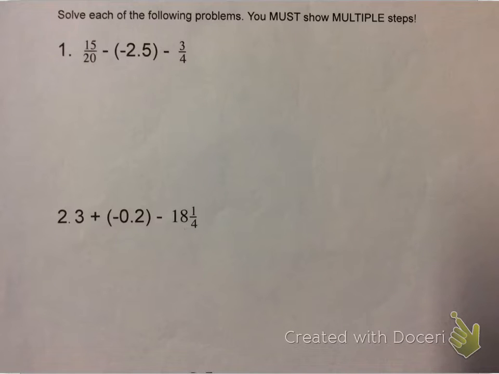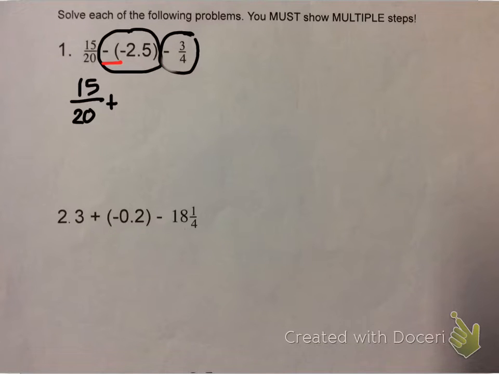On problem number 1, the famous first step is to change subtraction to addition. So you have subtraction in two different parts here. You should notice in the first part you have a double negative, so what's that 2.5 going to become? A positive. And in the second part you just have a single negative, so what's your 3/4 going to become? A negative. So let's rewrite. We've got 15/20 plus 2.5 plus negative 3/4.